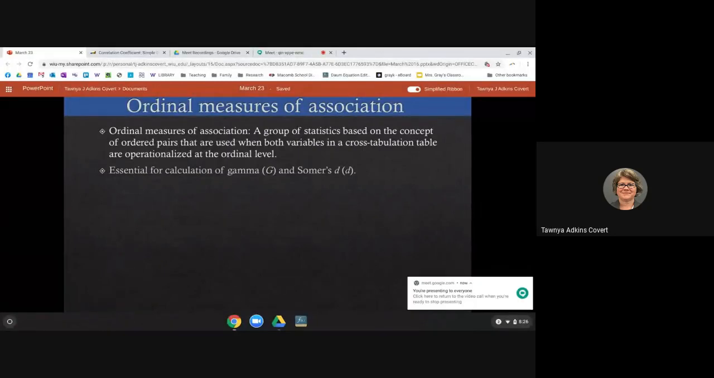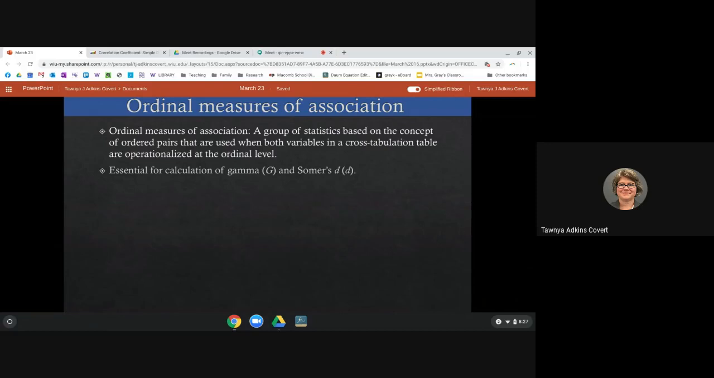Okay, we continue now by moving to talking about ordinal measures of association. With the ones that we have done so far, at least one of the variables had to be nominal level. But there are some additional measures of association that allow us to run calculations on ordinal level variables. The idea is that we talk about ordered pairs, as you have things that are going up or down in level when variables are operationalized at the ordinal level. These are essential for the calculation of gamma and Somers' D, which are the last two statistics that we'll talk about in today's lecture material.